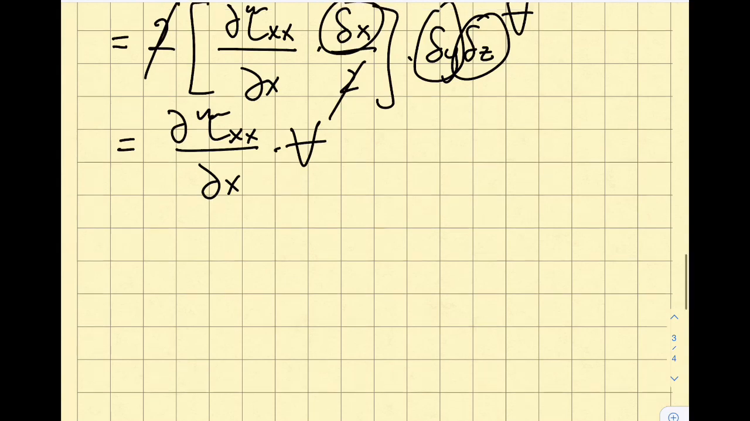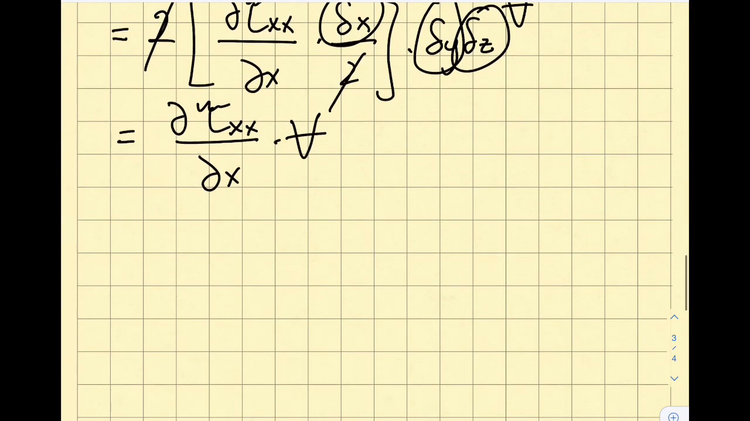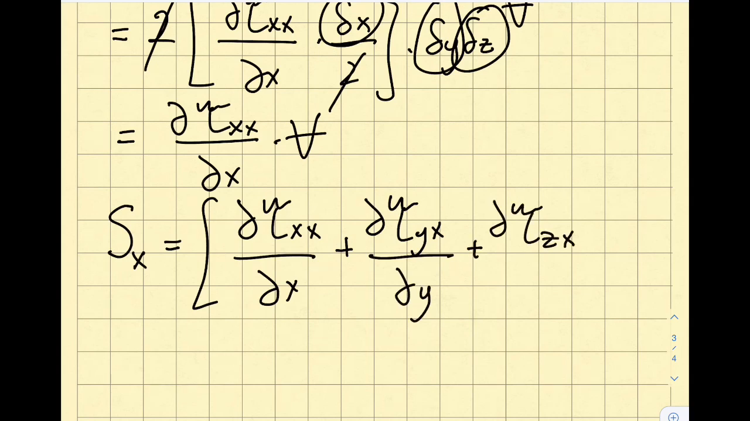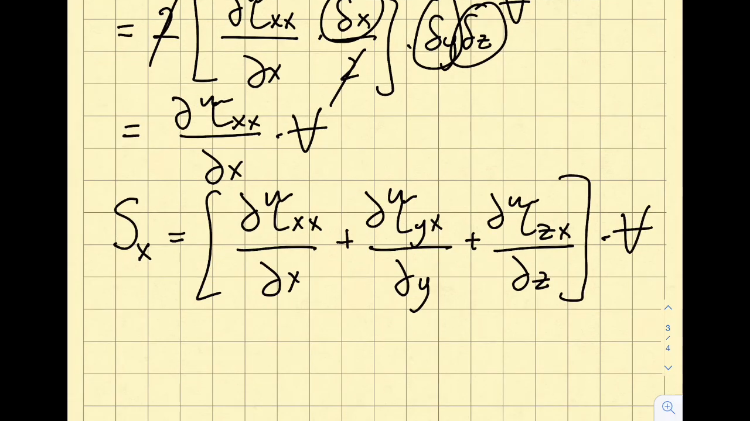I'm simply going to go ahead and write it, okay? So if I do that, basically the second term and the third term together, let's call this Sx, because S is the surface force, only in the x direction, I get del tau xx del x plus del tau yx del y plus del tau zx del z times the volume. You can see that I obtain only the forces in the x, okay? So obviously there will be forces in the y and in the z as well, okay?